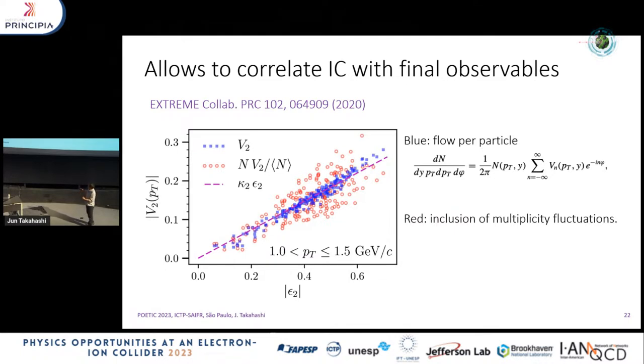So I can choose the eccentricity of my initial condition, and I can check the V2 on my final state particles, and I can show nicely with these blue dots what is the correlation. I can even do a mapping between the two of them, between the eccentricity and the V2. Now I can go further and turn on some fluctuations, multiplicity fluctuations, and see what the effect of that is on this correlation. And then you see these red dots here. So again, you can start turning on and off different parts of our code to see the effect on the final experimental observable.